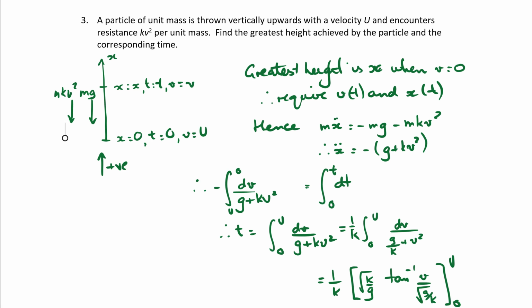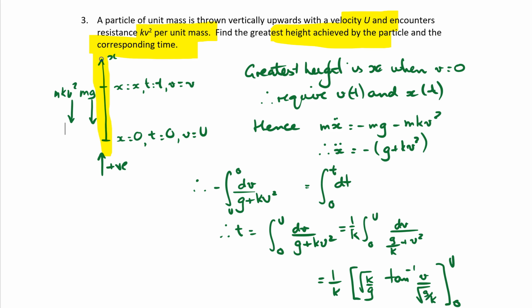Okay, so for our next example, we have a particle of unit mass, so mass 1 kilogram, thrown up with velocity u. We've got a resistance kv squared per unit mass, and we have to find the greatest height achieved by the particle and the corresponding time.